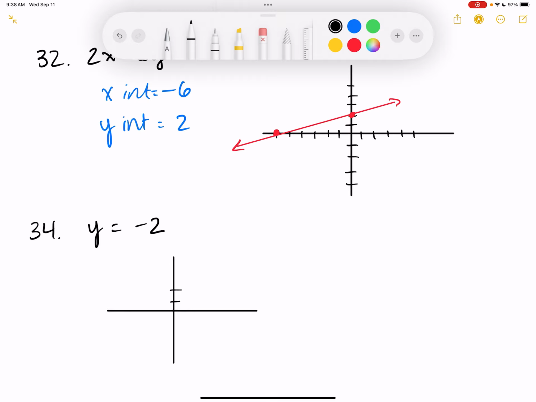So x is 0. Y is gonna be horizontal, because the upside down y looks like an h for horizontal.